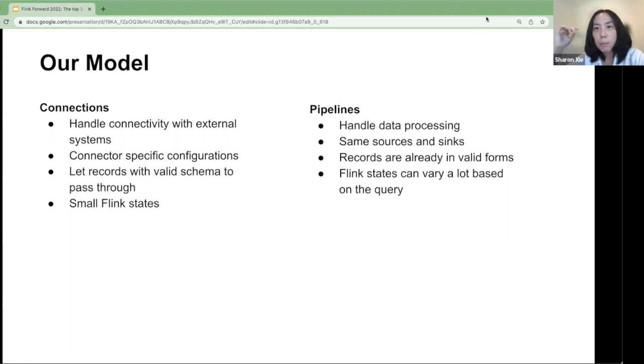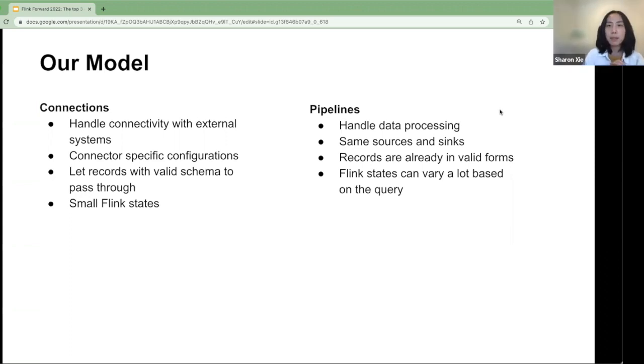On the other hand, pipelines handle data processing logic. The Flink state is really based on the query. Also, because we have those internal streams that are backed by Kafka, the sources and sinks are always the same for pipelines. This actually made our pipeline jobs very stable because we know that there's only one type of source and one type of sink for their job. So as you can imagine, when connectivity issues happen for pipelines, we know exactly where the issue is.